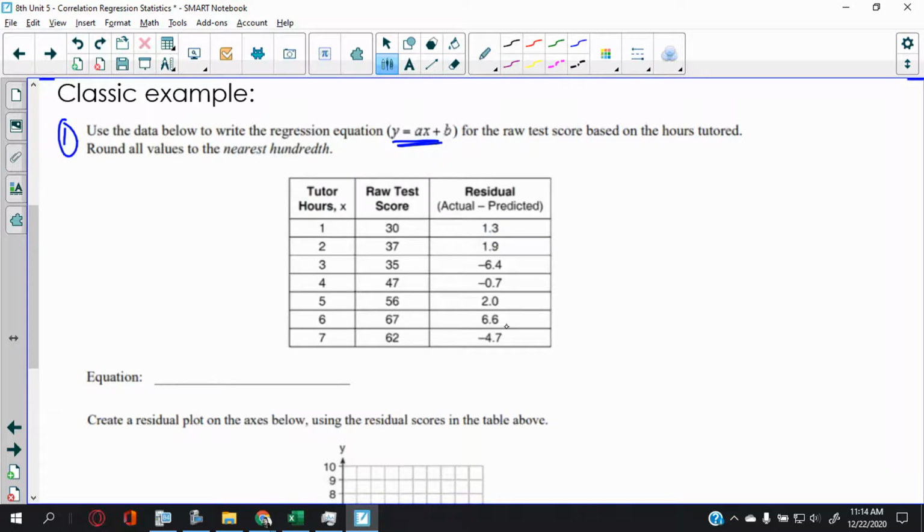And then they also gave us the residuals already. By the way, all this can be calculated with a calculator, because the calculator compares the line to the raw test score and automatically calculates the residual. So residuals is a function within the TI-84 calculator. Now I'm going to enter the data in first.